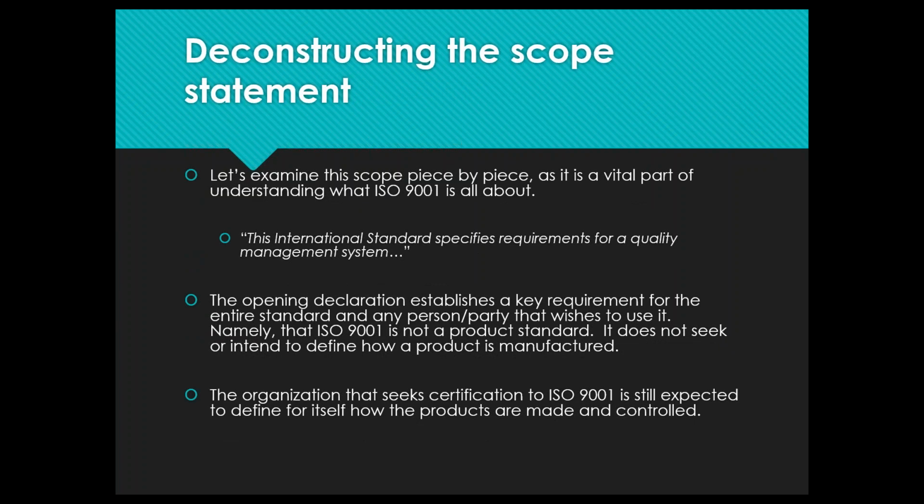Let's start with this phrase, this international standard specifies requirements for a quality management system. The opening declaration establishes a very key aspect, and that is that this standard is all about a system. It's not a product standard. It does not intend in any way, shape, or form to define how products are manufactured or how services are rendered. Any organization that gets certified to ISO 9001 is still expected to define for itself how the products are going to be made, how the services will be rendered, and so forth. It's not a product standard.